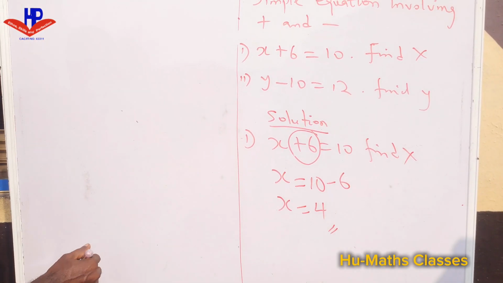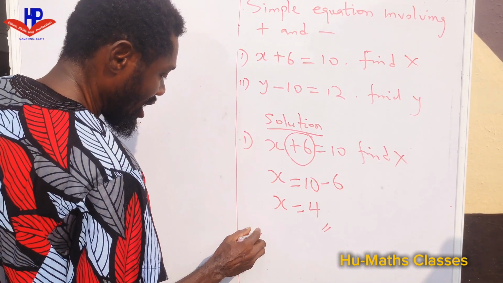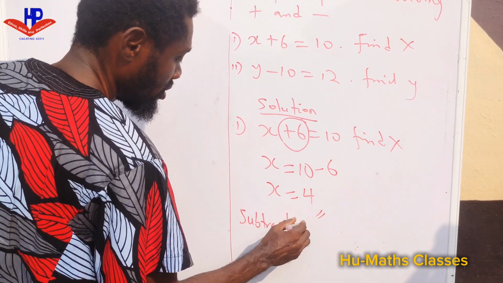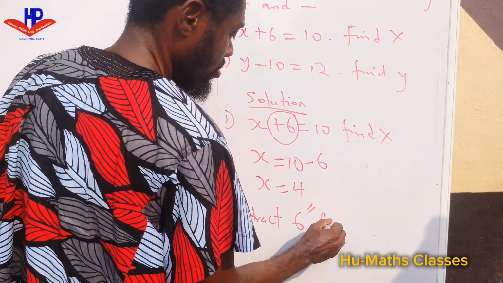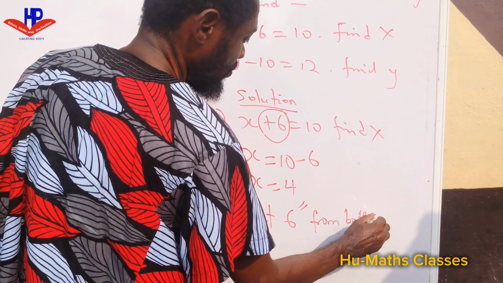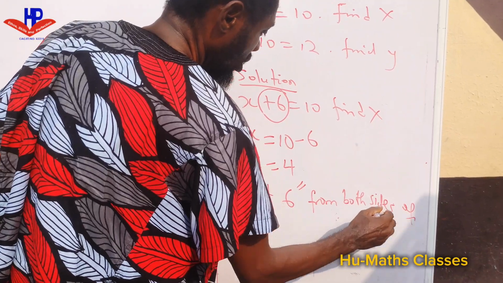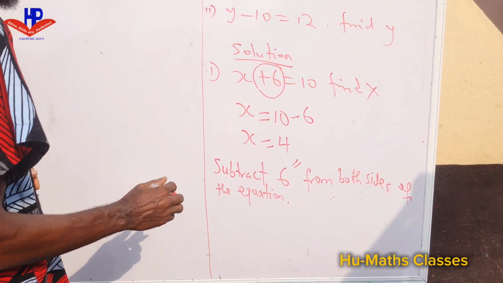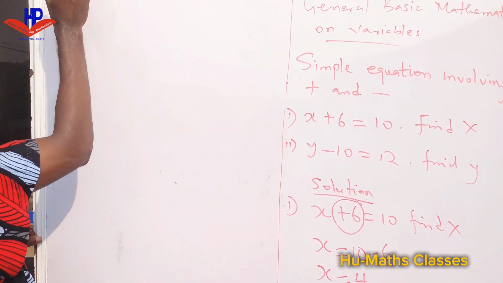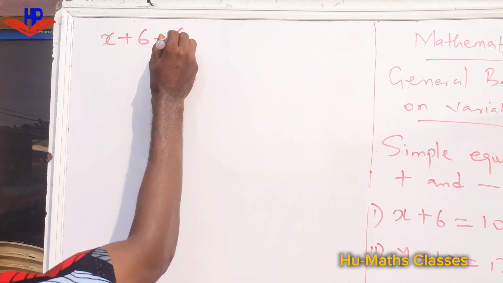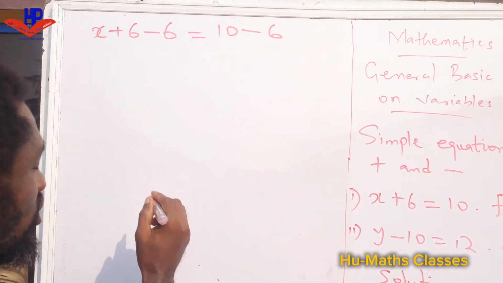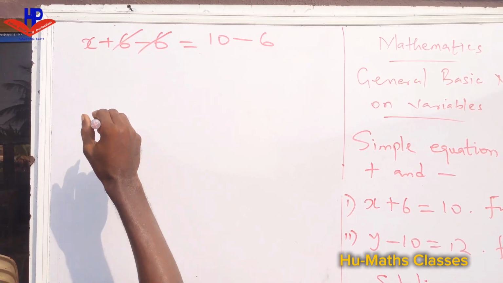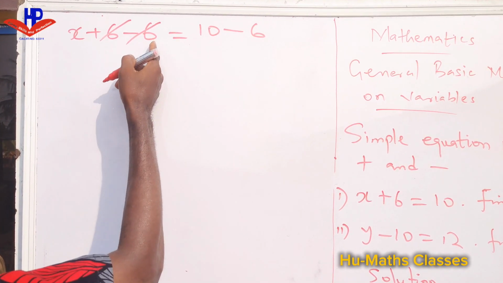Some other people will tell you, in the same problem, to subtract 6 from both sides of the equation. So if that is done, I'm going to have x plus 6 minus 6 is equal to 10 minus 6. That is subtracting 6 from both sides. Now plus 6 minus 6 is 0, because you're giving out 6 and you have 6.